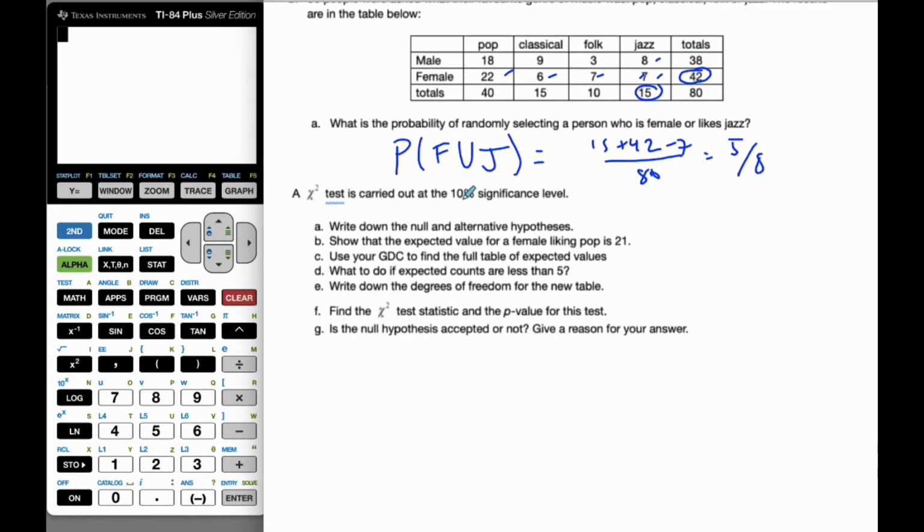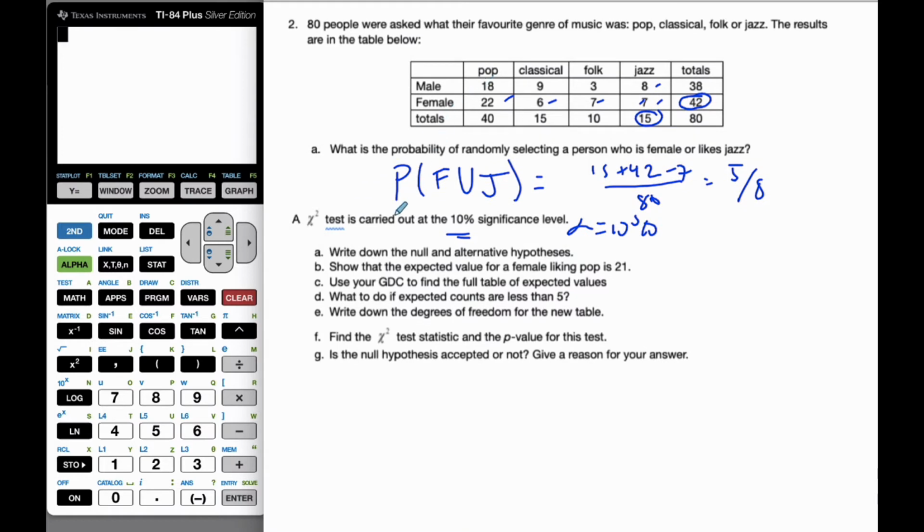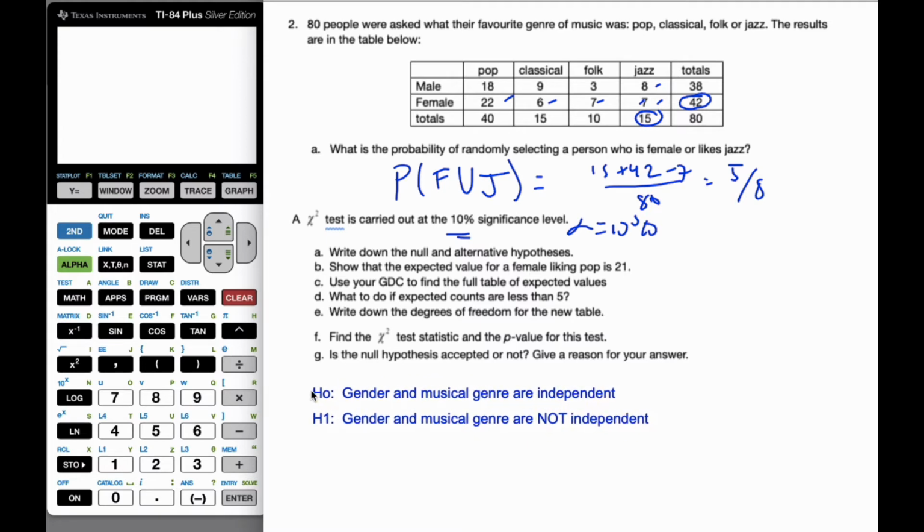So now we want to carry out a chi-squared test at the 10% significance level, so alpha is 10%. First step is we want to recognize this is a chi-squared test of independence. We want to know if they're related, these two. So we want to write down the null and alternative hypotheses. For a chi-squared test of independence, the null hypothesis is always the name of the test. So gender and musical genre are independent, and the alternative is they are not independent.